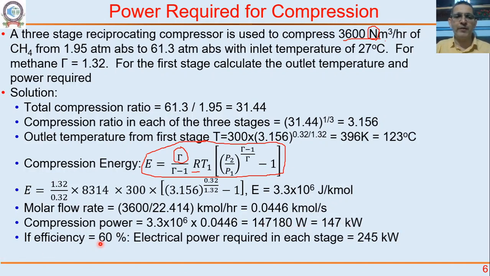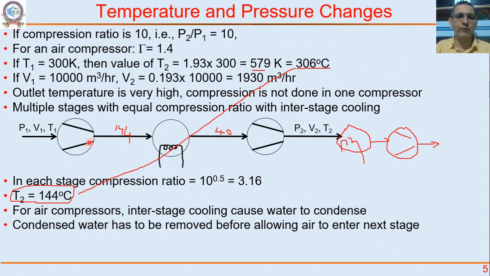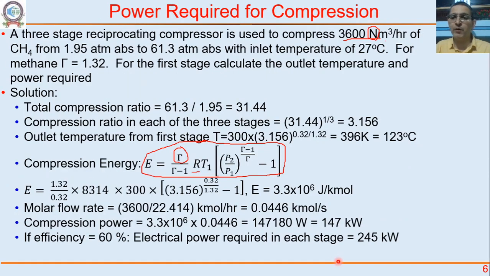And if the efficiency of this one stage is 60%, that means the electrical power required would be 147 divided by 0.6. It will be 245 kW. So 245 kW of power would be required for one stage, second stage same, third stage same. Totally it will require 750 kilowatts of power approximately.